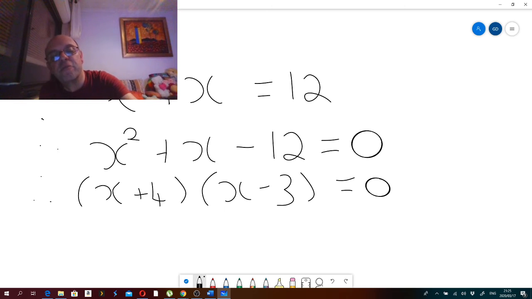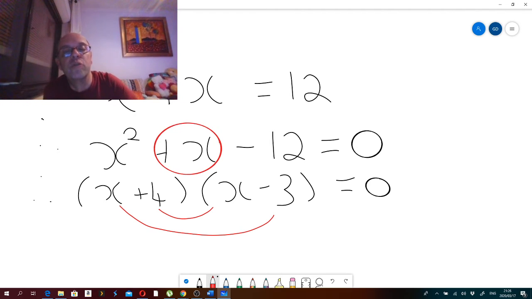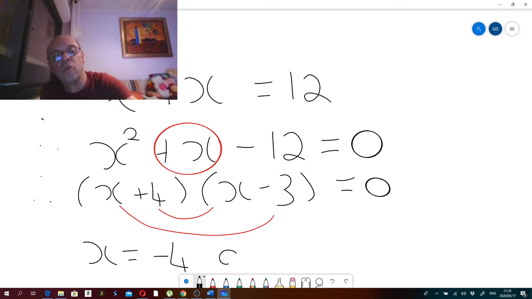So there we can see the 4 times the x. If I multiply over here, 4 times the x gives me 4x. But minus 3x here gives me the minus 3x, and that will give me the positive 1x that I'm looking for over here. Okay, and that means I can go on to the answer now, which means that x equals minus 4 or positive 3.